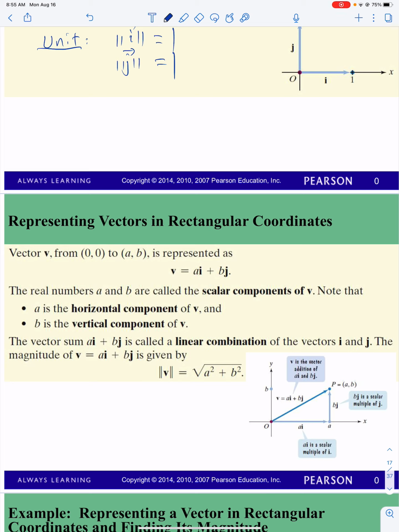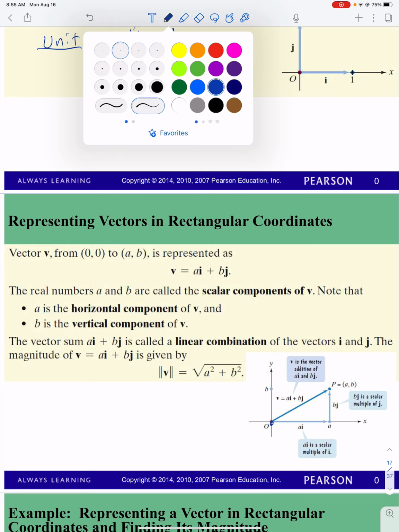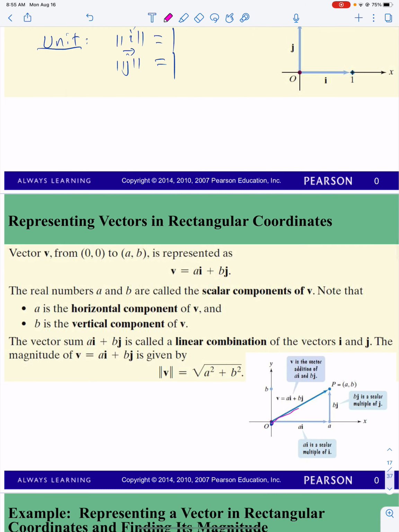Okay, so what happens here? If you have a point (a, b) here, and you connect the point with the origin and give the direction, so you start from the origin, go to the point, this is the initial, this is the end, and then give the direction. What happens? You get a vector. So what will this vector be?